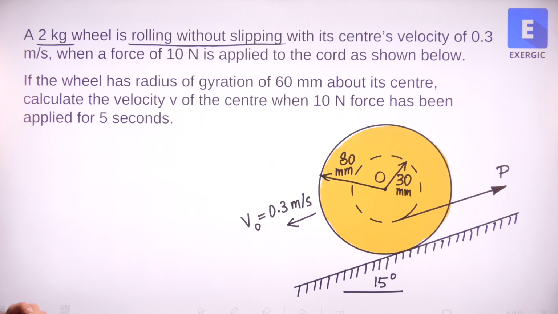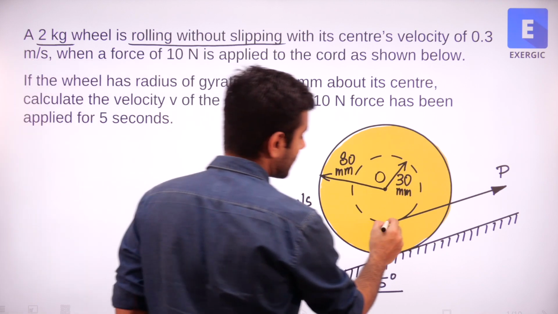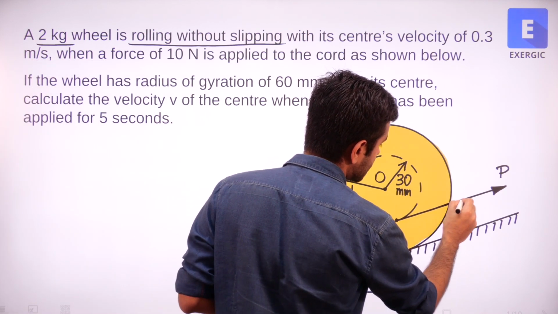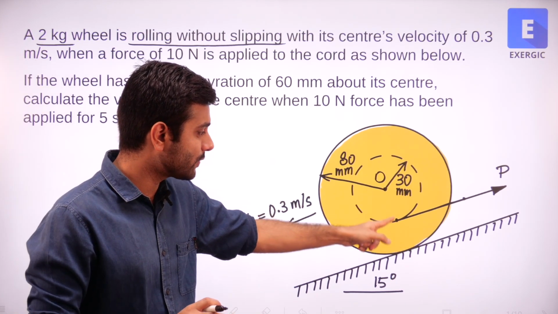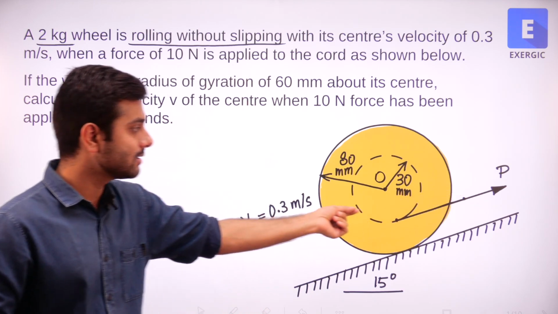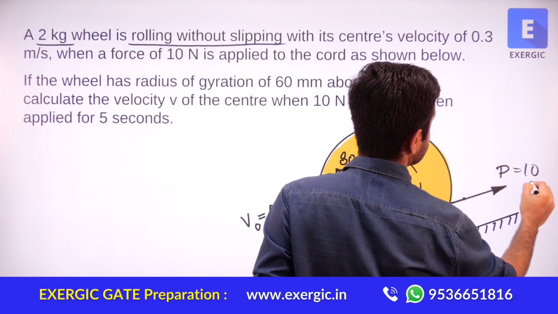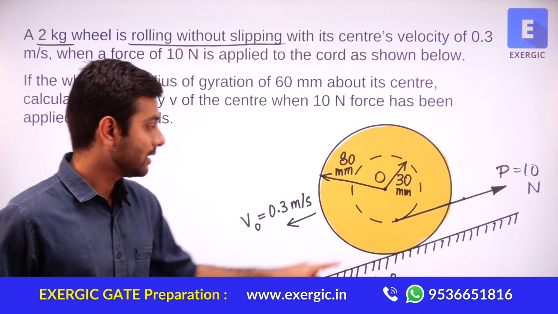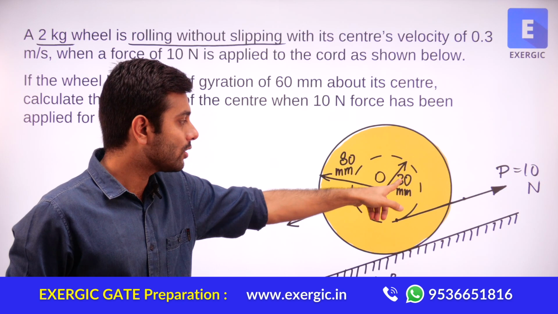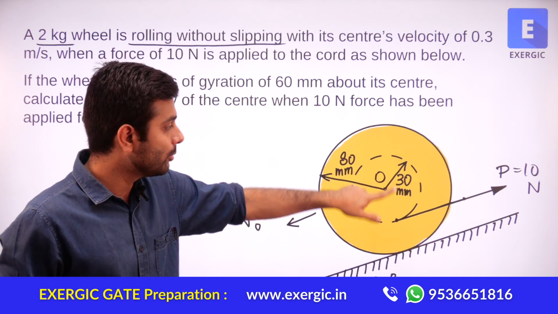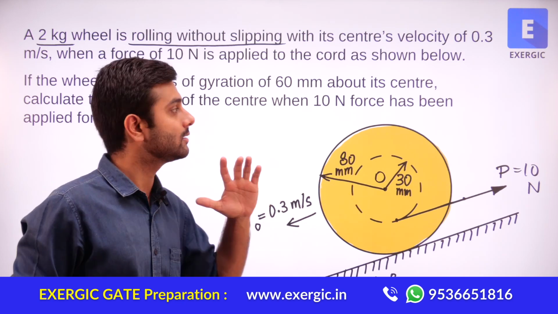A force of 10 Newton is applied to the cord as shown below. You can see that some cord is connected at a certain point on the wheel, not at the center, but at some distance from the center, and there is a force P of 10 Newton applied at that cord. This point is at a distance of 0.03 meter, or 30 mm, from the center. And how much is the radius of the entire wheel? It is 80 mm or 0.08 meters, correct?